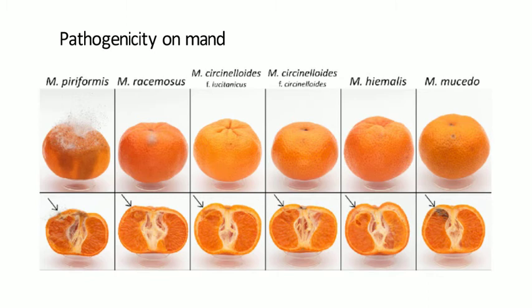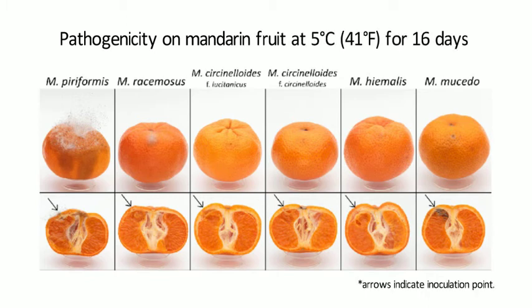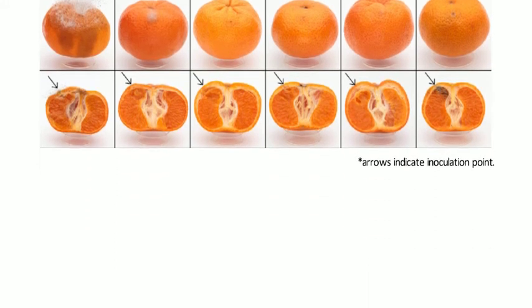Here is the result. In this picture, fruits were incubated at 5 degrees Celsius for 16 days. All Mucor species cause Mucor rot on mandarin fruits to various degrees. Mucor piriformis appeared to be the most virulent species.